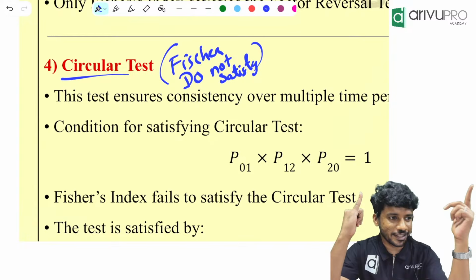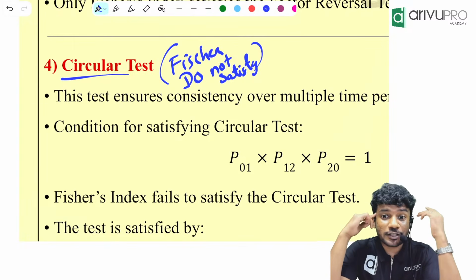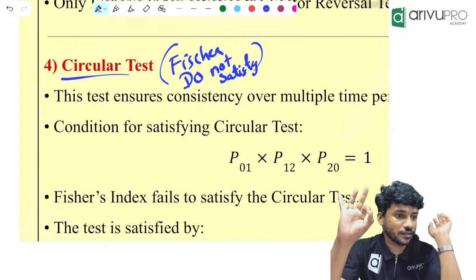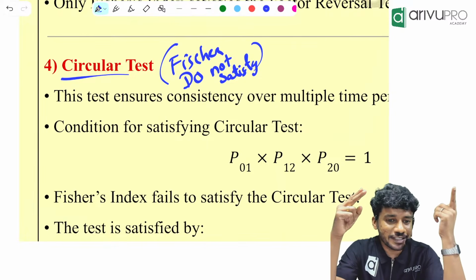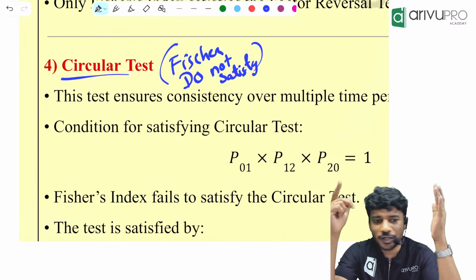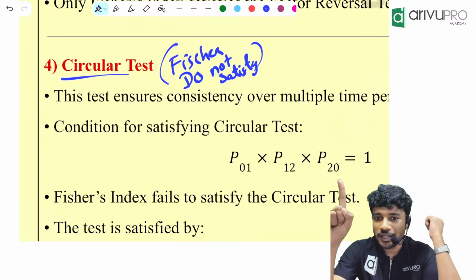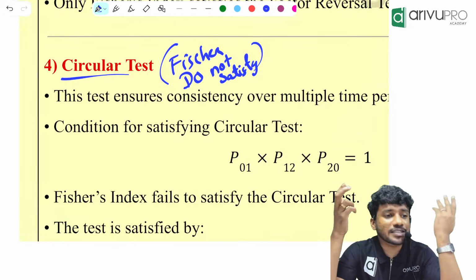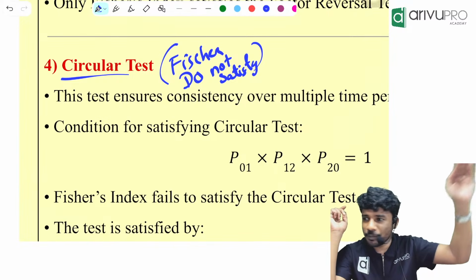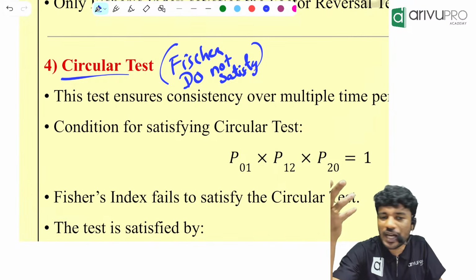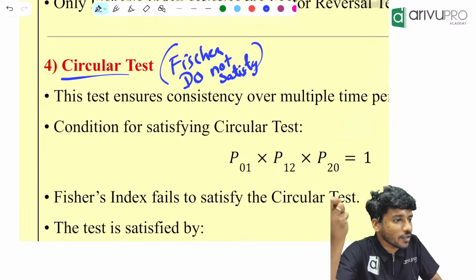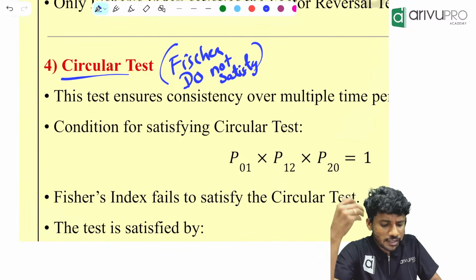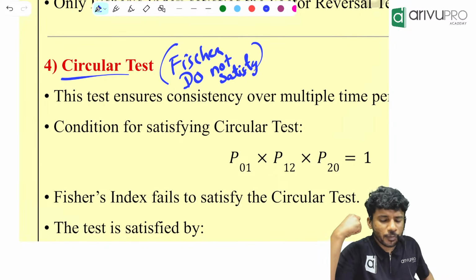So out of the four tests, which are the tests? First one, unit test. If the index number does not have a unit, it will satisfy. Second one is what? Time reversal test. That means P01 into P10 should be equal to how much? 1. Then third one was factor reversal test. That is price index number into quantity index number will give you a value index number. That is called factor reversal test.